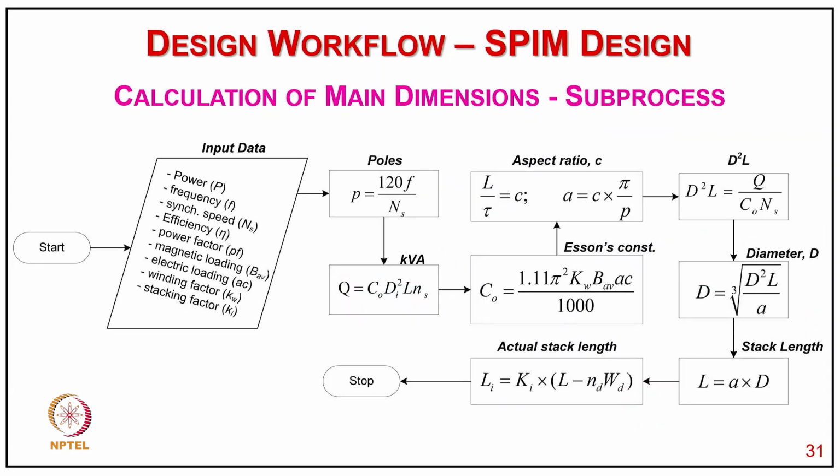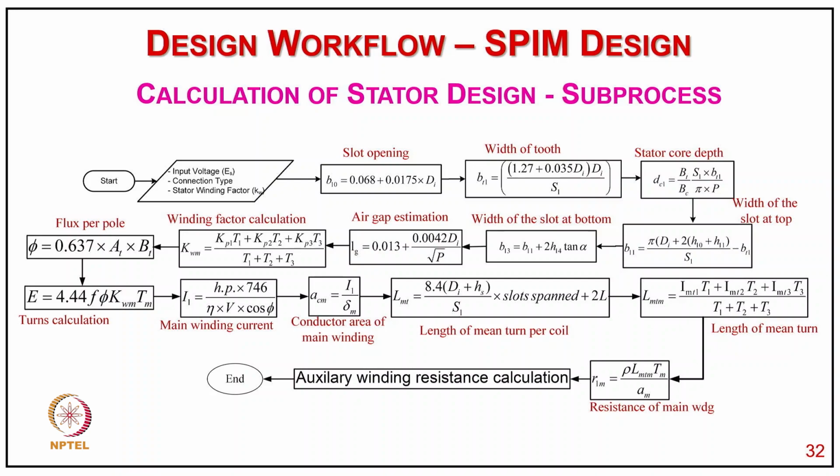Similarly, the calculation of main dimensions starts again from main data like power, frequency, synchronous speed, efficiency, power factor, magnetic loading, electrical loading, winding factor and stacking factor. So calculate the poles from 120f by P, then the aspect ratio L upon tau equal to a small, and then pi by P, then D square L from the output equation, then calculation of D from the aspect ratio, then calculate L, and then calculate Li from the stacking factor with the number of ducts, and then stop. So this is about the calculation of main dimensions; I mean, how we can use the computer for a typical design process.